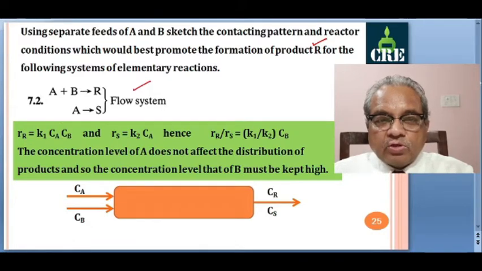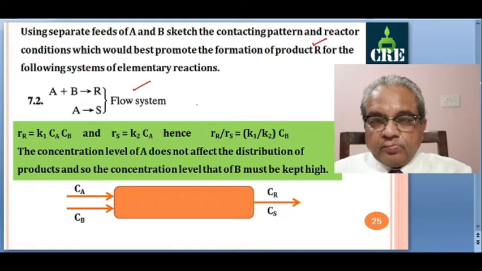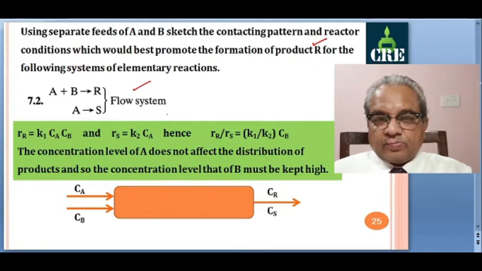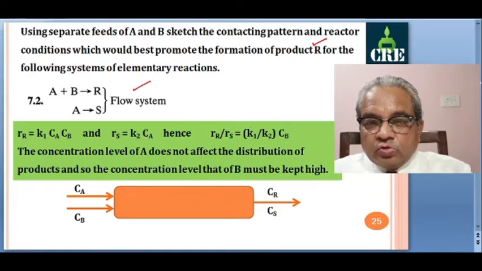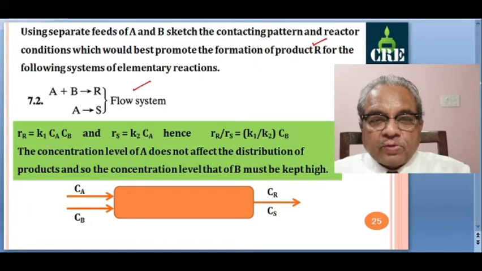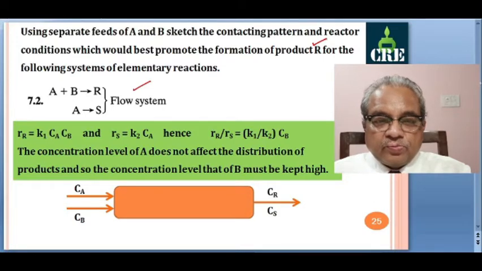So we can write rate of formation of R as k1 Ca Cb, rate of formation of S as k2 Ca. We are taking k1 and k2 as rate constants for the first and second reactions. R is desired, so I will write rR by rS. That is nothing but the instantaneous yield of R by S. So we are comparing in terms of the R and S ratio directly. So this is k1 by k2 into Cb. If you take the ratio, we want to maximize k1 by k2 Cb.